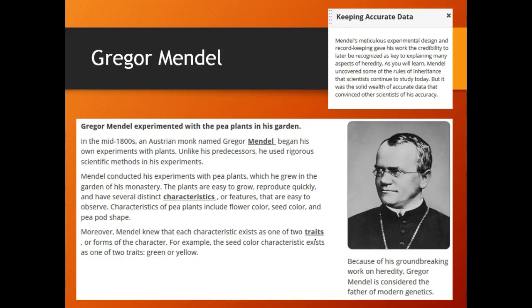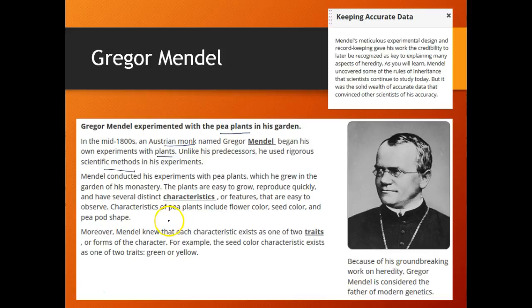Okay, but really where our focus is going to be in this lesson is Gregor Mendel, and he's known as the father of modern genetics. He didn't deal with dogs or flowers, but with pea plants, specifically in his garden. He was an Austrian monk, and he did his experiments with plants, specifically pea plants. And unlike his predecessors, he used rigorous scientific methods. He was very methodical and careful in how he did his experiments, and so he was able to come up with some really fascinating conclusions.